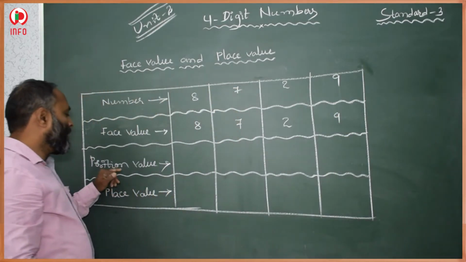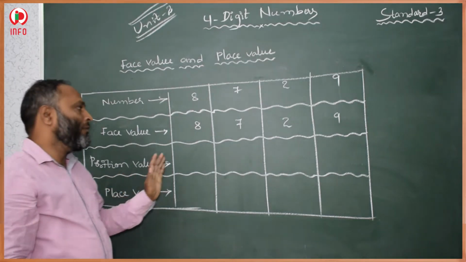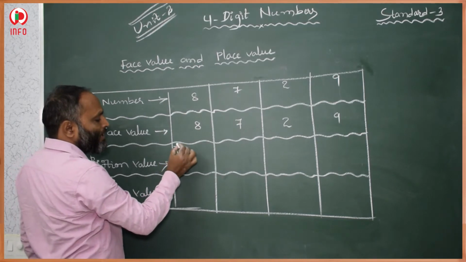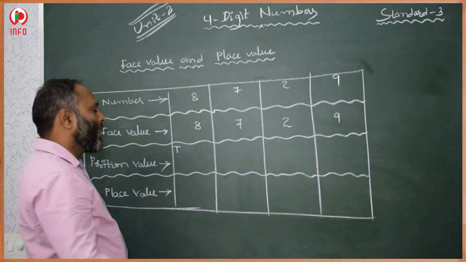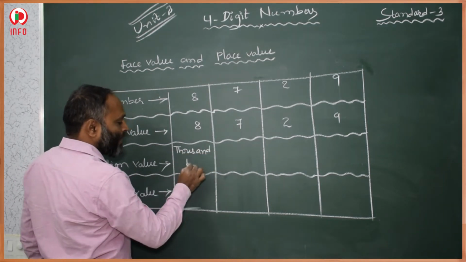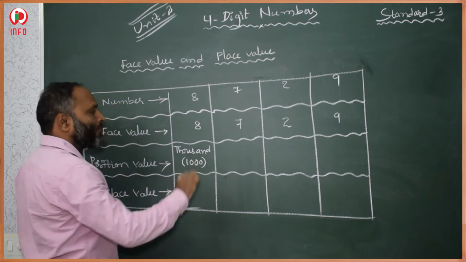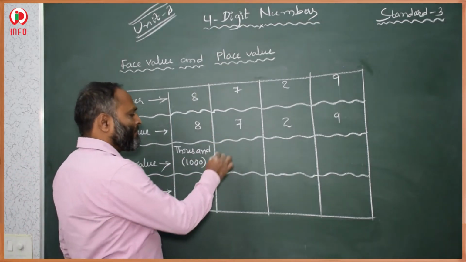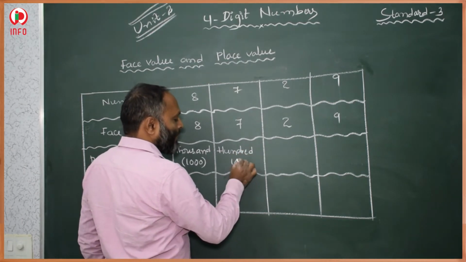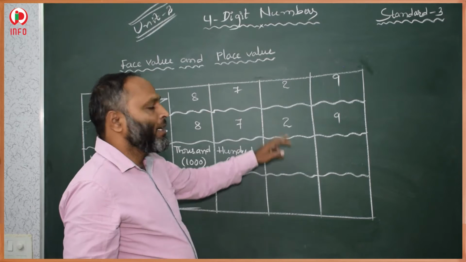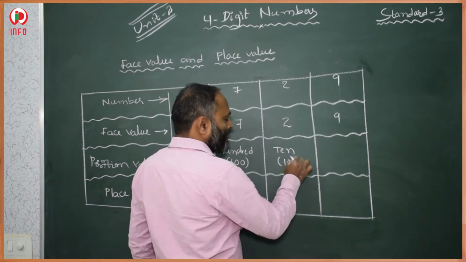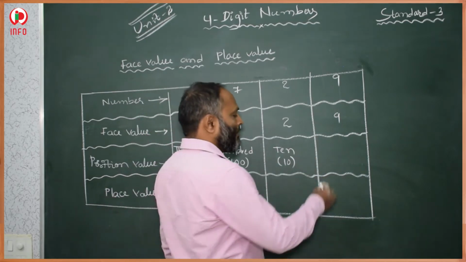Then after that, what is the position? The position value we have to write first. So 8 is in the thousands place. This is the position, where the 8 is in thousand position. And 7 is in hundred position. And 2 is in tens position. 9 is in ones position.